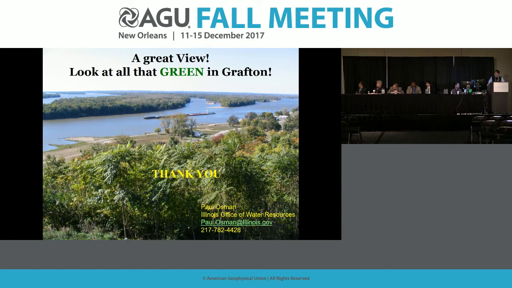So I'll end with my last slide, again, up on top of New Grafton, in the community that was built up on the bluff, looking down at the site of Old Grafton, all the green space down there along the river, and you can see the Mississippi and the Illinois River confluence right there in front of Grafton. I even have a minute to spare.